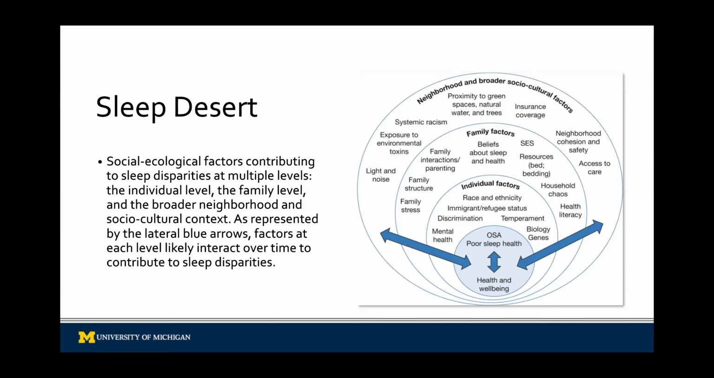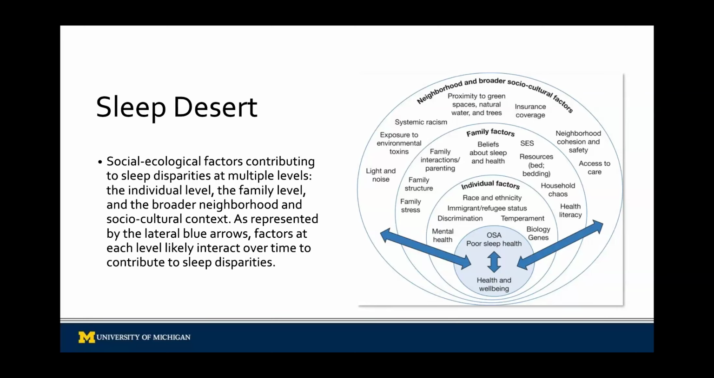I took this graph from one of the research papers that I felt was a very good, large-picture view of what kind of factors might play into an individual's overall sleep health. In the middle, you have health and well-being, and then obstructive sleep apnea as well as poor sleep health. And outside of that, you have those individual factors that could also play a role, like mental health, biology and genes, race and ethnicity, and discrimination.